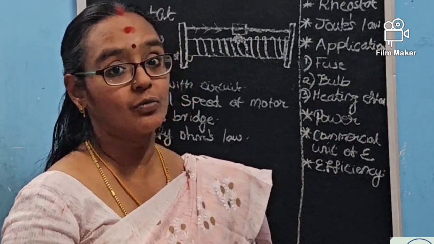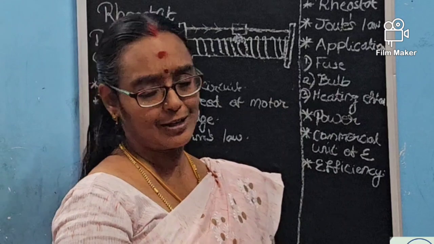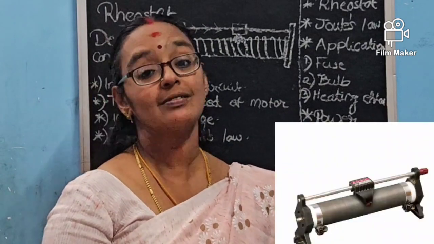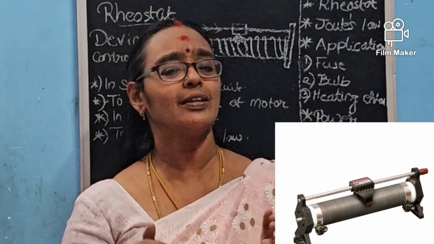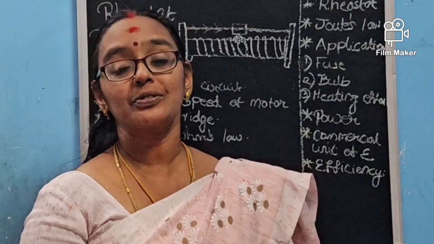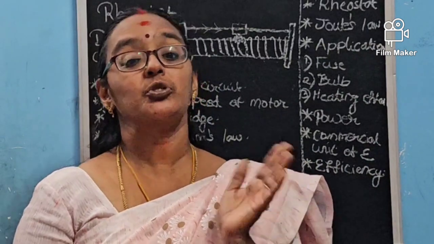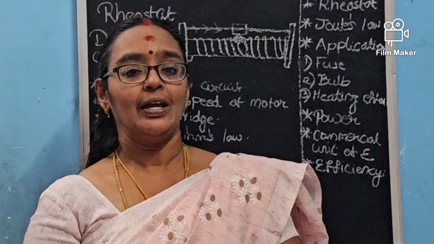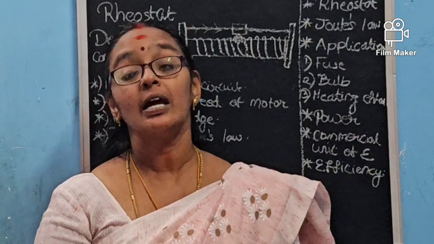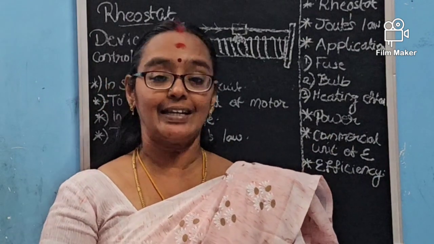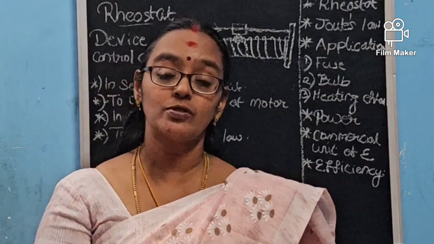The first and important one is about the rheostat. What is rheostat and how is it working? What is the working principle of the rheostat and in which fields is it used? All these we are discussing here. What is rheostat? It is the device used to control the current. How is it able to control the current? By varying the resistance. It is mainly based on Ohm's law.